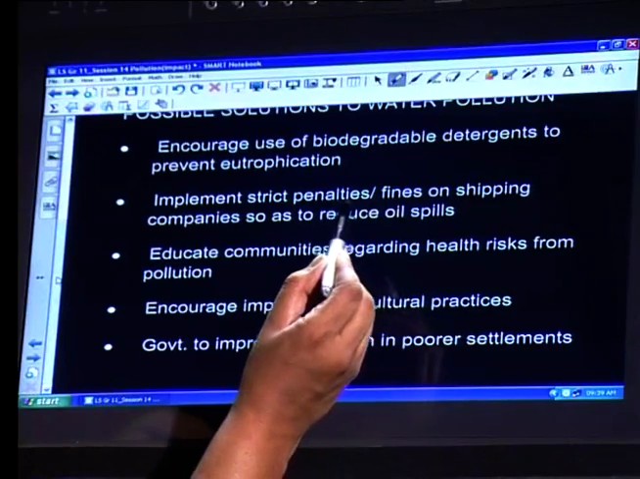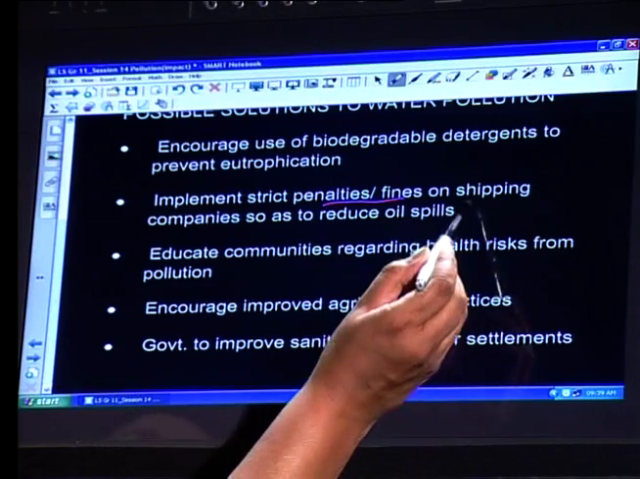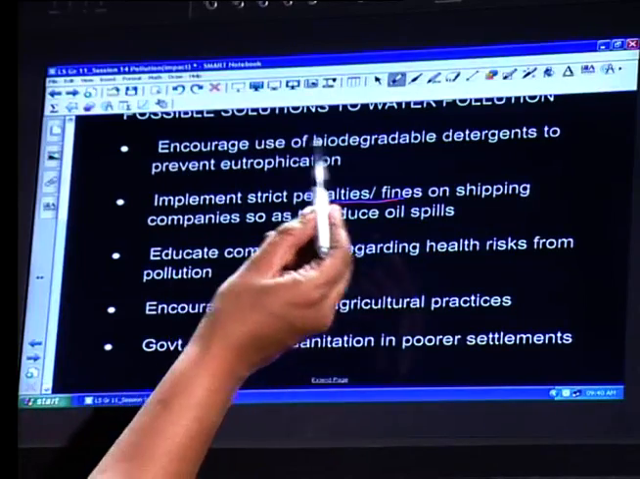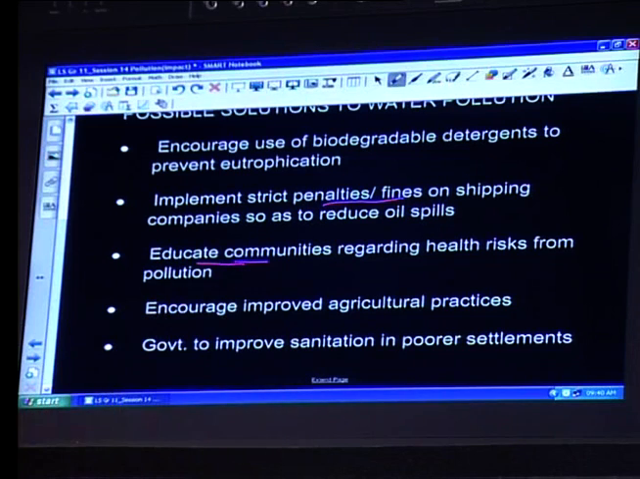Implement strict penalties of fines on shipping companies, right? Strict penalties and fines on shipping companies so as to reduce oil spills. So there need to be strict fines on those shipping companies that release oil tankers that are not even serviced. So if those tankers are not serviced, or if there are leaks, right, they need to be fined, or heavy penalties need to be imposed on these ships because it causes huge damage to aquatic life. So strict penalties, use of biodegradable detergents, educate. A lot of pollution that is caused by human activities also comes from ignorance. People do not know that if I throw a piece of paper, it will actually land up in the sea and clog the gills of the fish, or it'll block the airways of a whale.